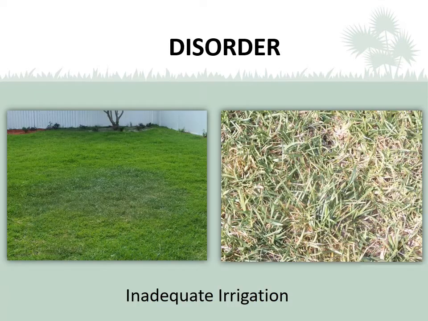So here we see some common symptoms expressed from inadequate irrigation. We see this patch in the middle of a lawn that is clearly suffering from inadequate irrigation, inadequate watering. And on the right here we see an up-close picture of the issue with the grass itself. And so we have to understand that the plant's leaves often show the first signs of inadequate irrigation. So they'll begin to wilt or droop from a lack of moisture.